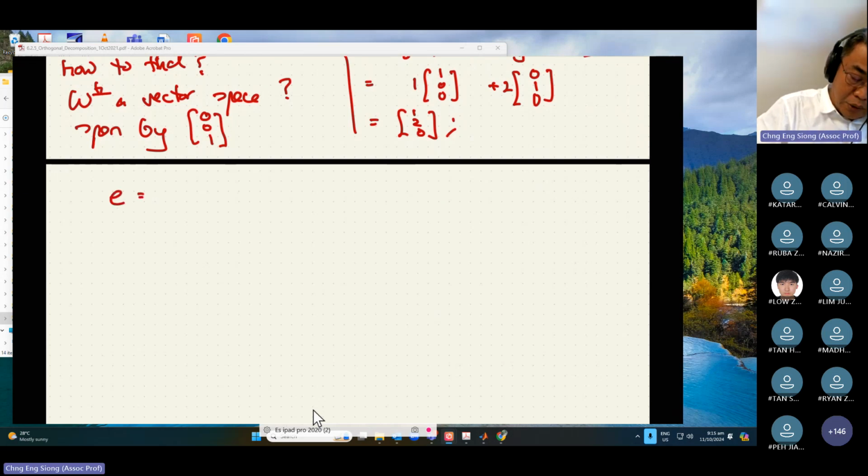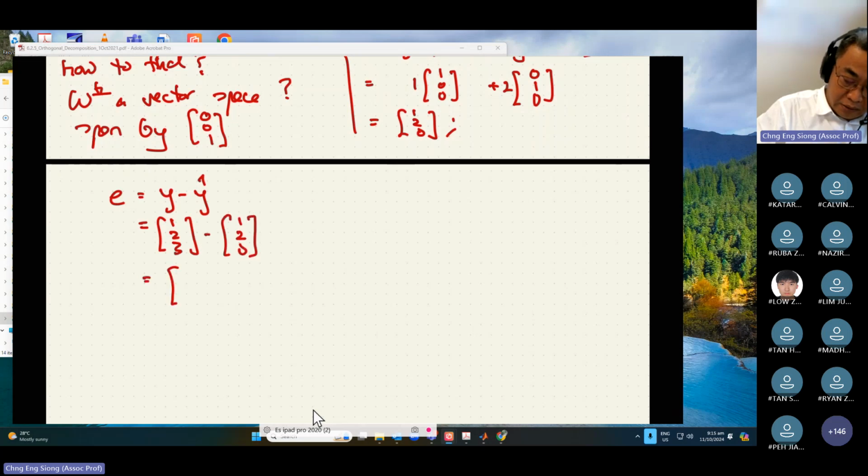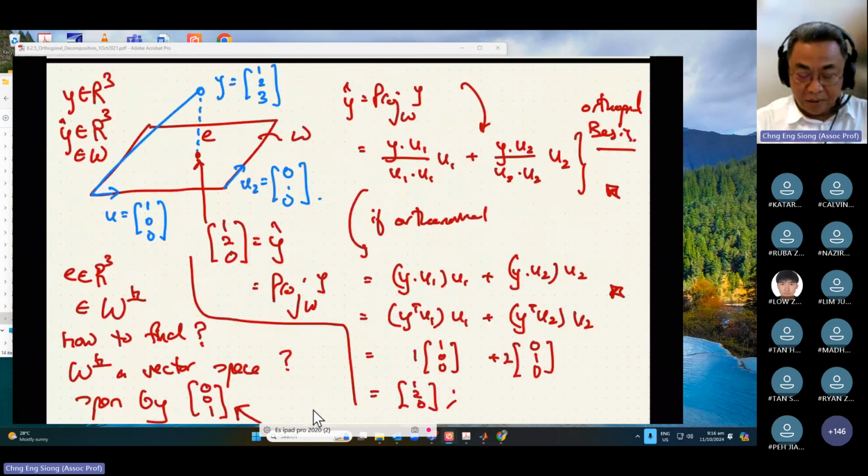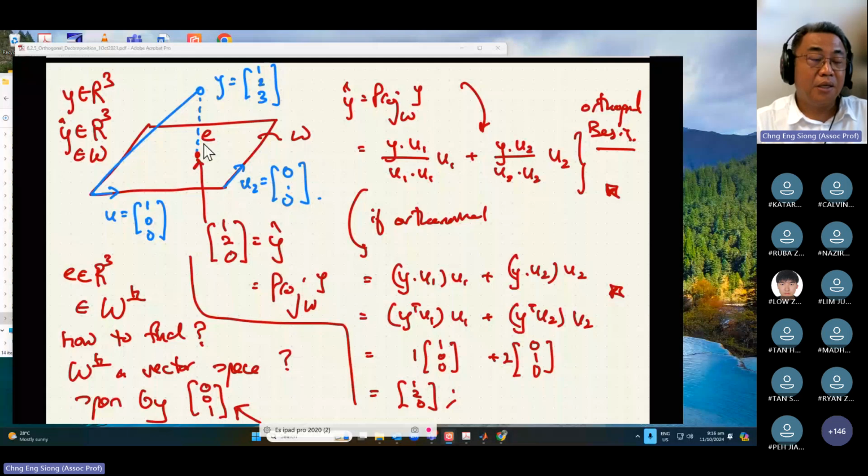E is equal to Y minus Y hat. Y is 1, 2, 3. Y hat is 1, 2, 0. Therefore, E is 0, 0, 3. Yes, 0, 0, 3 is equal to 3 times 0, 0, 1. And 0, 0, 1 is the basis. Oh, voila. So now we understand the language. E belongs to the W perp.